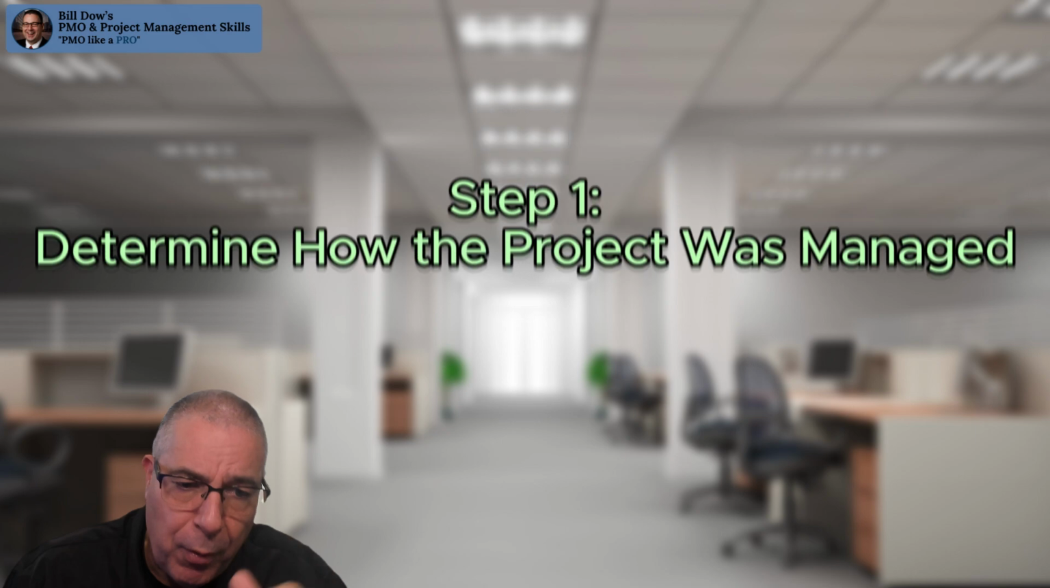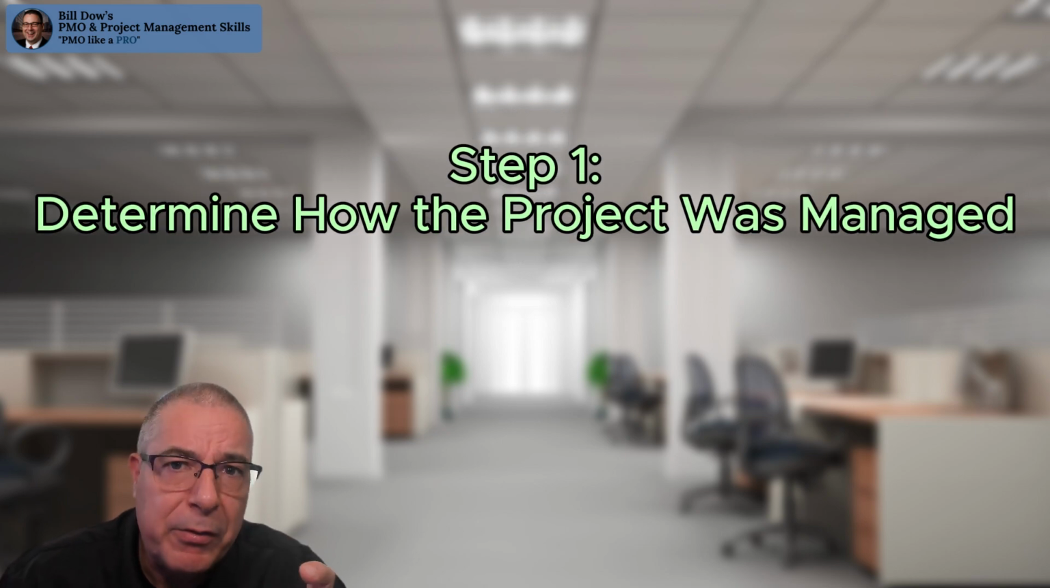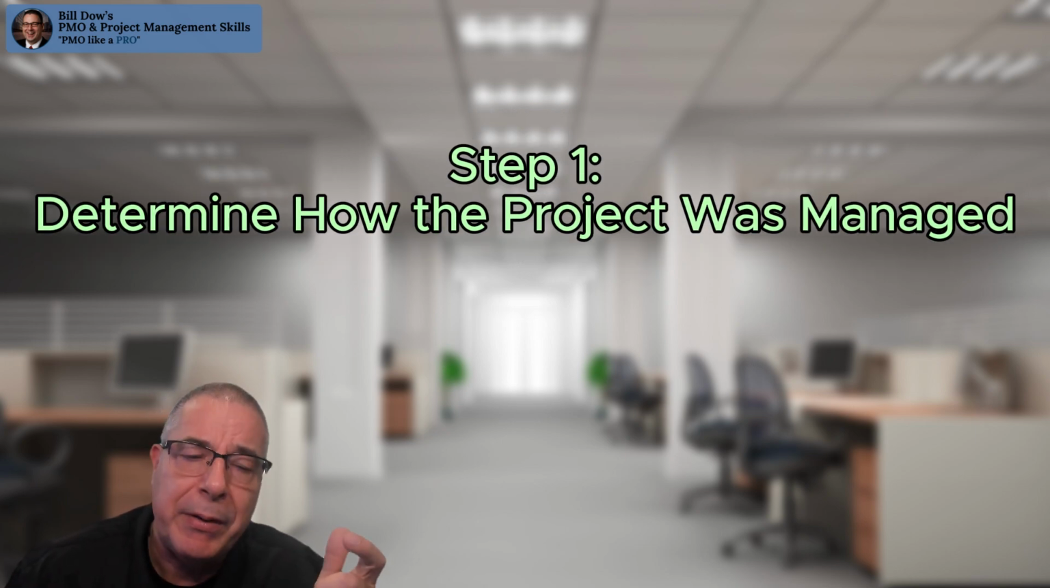Step 1, determine how the project was managed. So what do we mean by that? In this step, you're going to assess how the project was managed based on 4 key areas. Number 1, the PM methodology. What PM methodology did the project manager use? Are the risks and issues current? Is the schedule current? Do they hold weekly status meetings? How are they holding the team accountable?